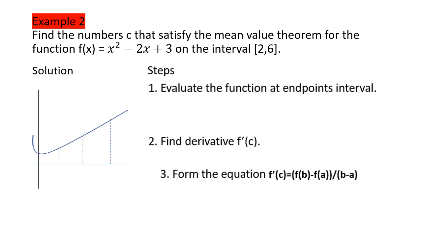For number 2, find the number c that satisfies the mean value theorem for the function f of x equals x squared minus 2x plus 3 on the interval 2 to 6. So this one is a, this one is b, this one is c, this one is f of x. So the steps are as follows. Number 1 is to evaluate the function at the endpoints of the interval 2 to 6.